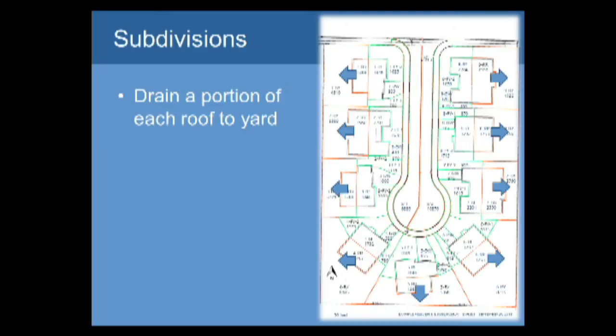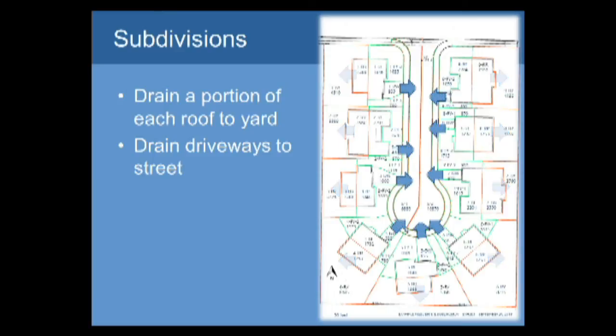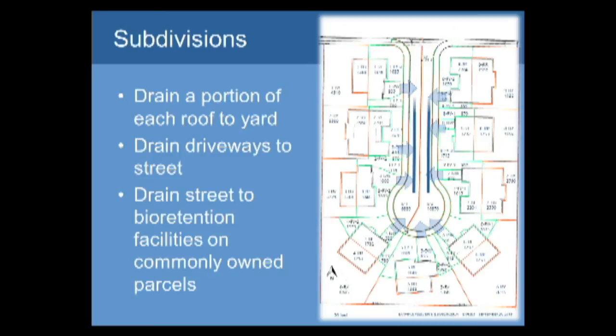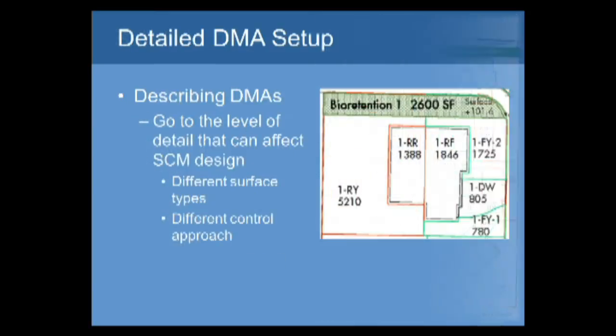Okay, so repeat what Dan had said here. Drain the back portions of the roofs to the yard, drain the front to the front, and the streets would drain toward bioretentions at the end of the block. Okay, now zoom in here. This is one of the lots.